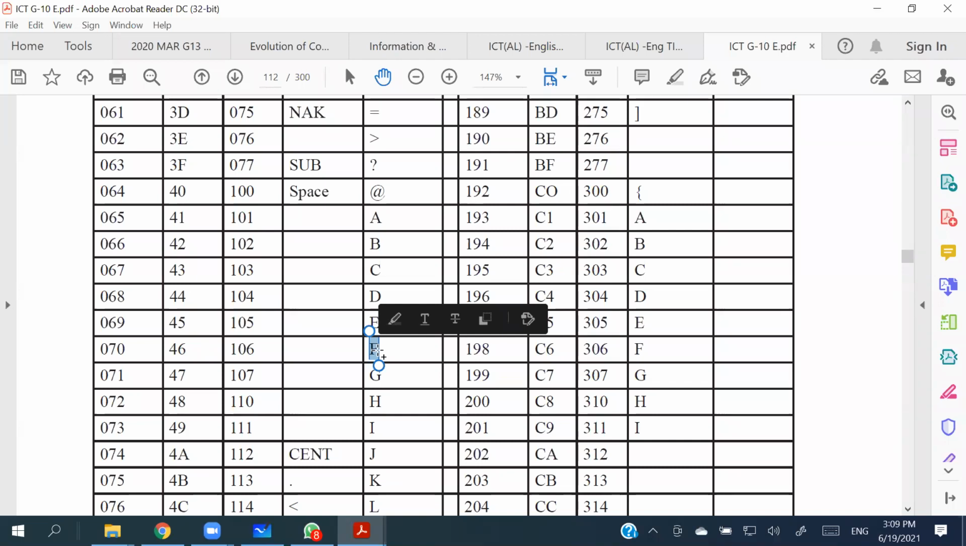very easy. Then we have to represent those values which belong to the letters in binary according to the coding system that they are addressing.